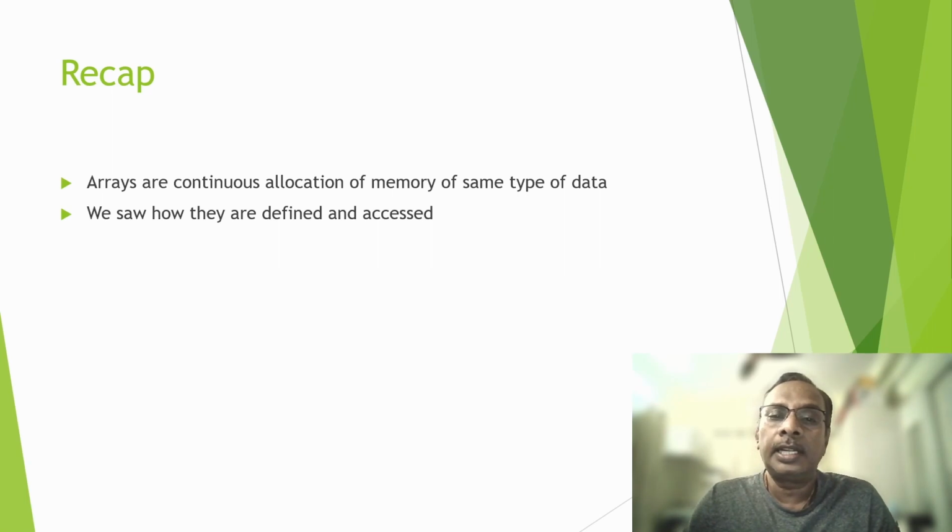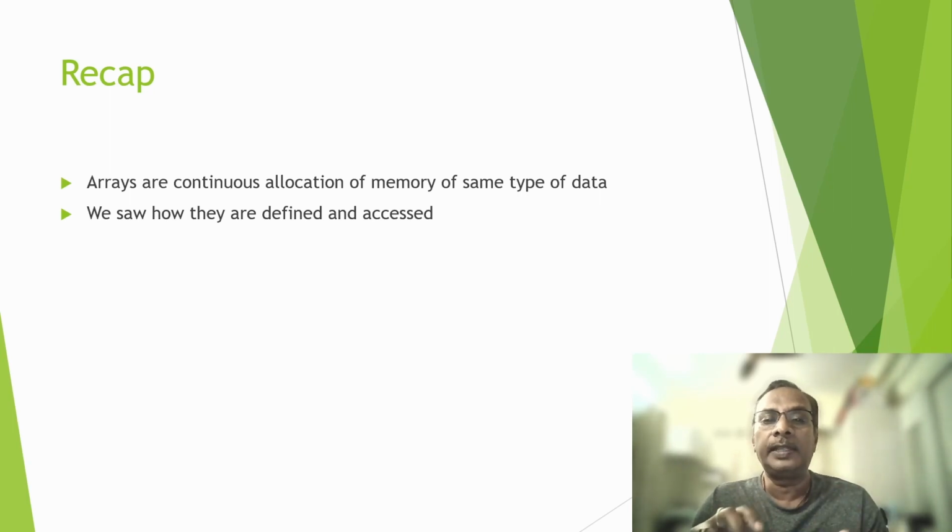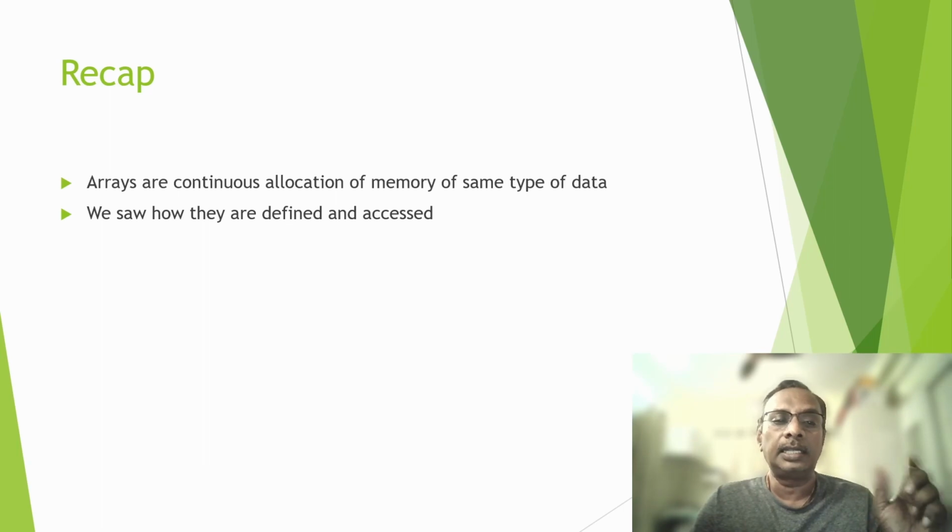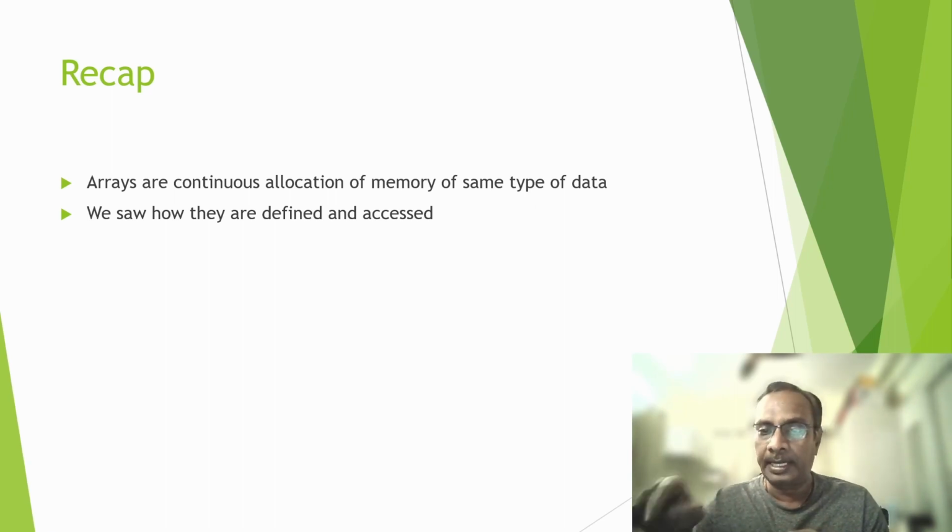We saw how they are defined and accessed. If you remember, we use square brackets to define an array alongside the variable names. So the variable will be defined like the type name, say for example int arr[] equal to, and then another open close square bracket inside which all the values will be specified, or if it is going to be an empty array, we will use the new keyword.